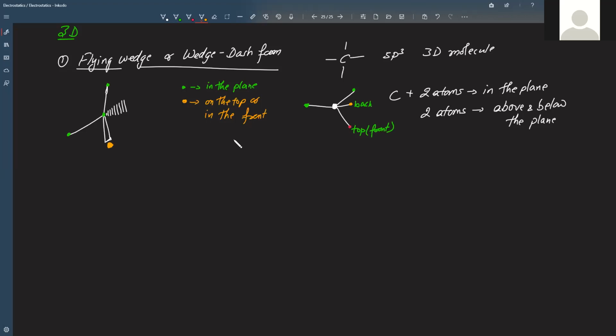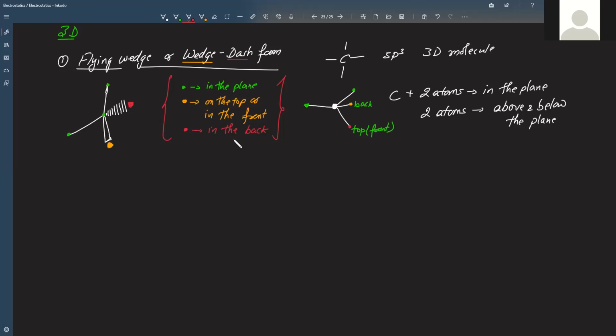And what is left now is the atom which is connected by these dashed lines. That's why it is called wedge and dash form. The atom which is connected by dashes represents the one in the back. So this is the way to represent these 3D molecules.